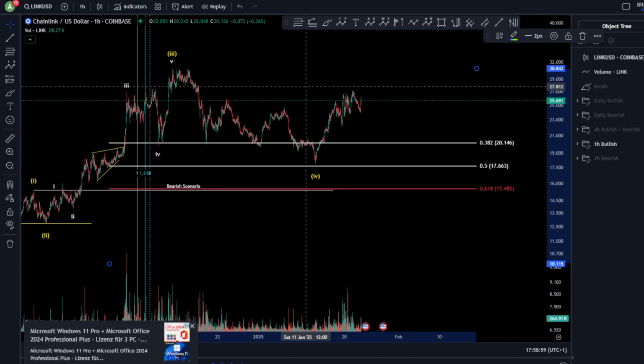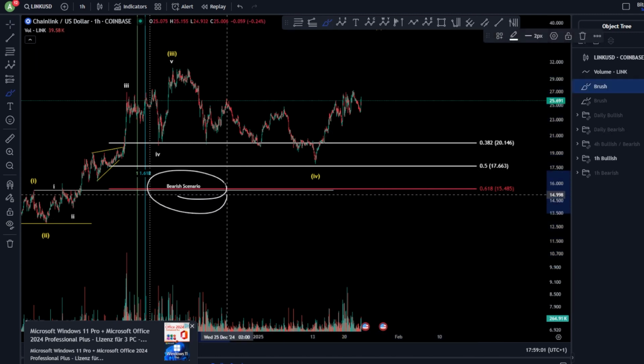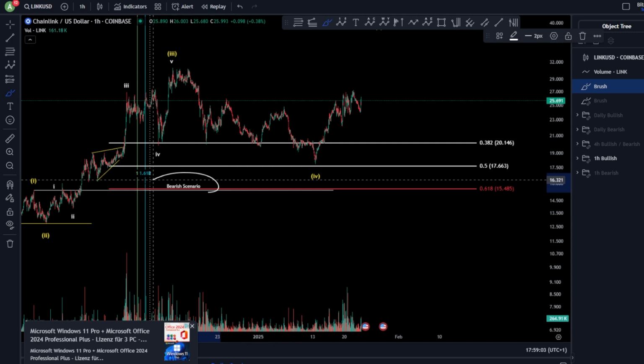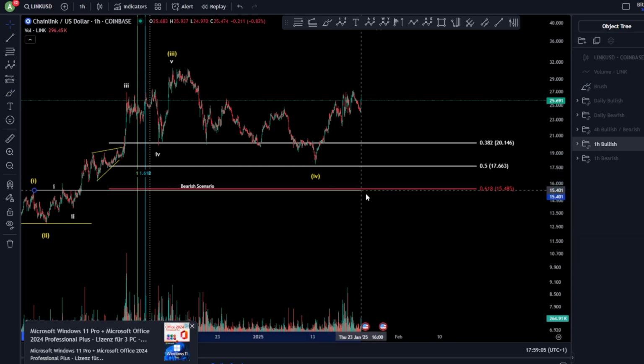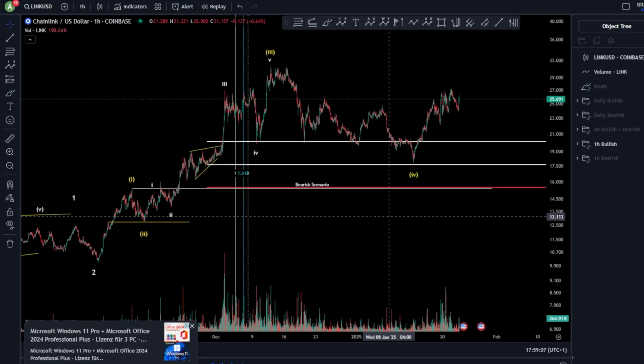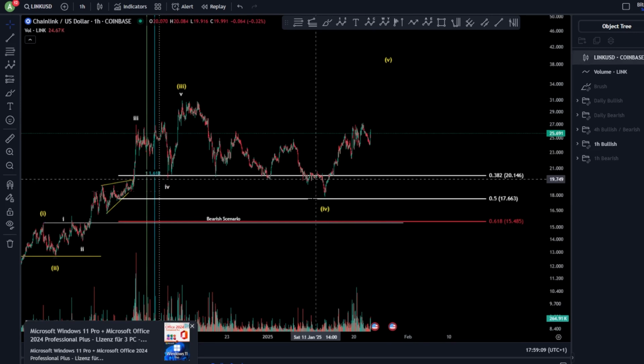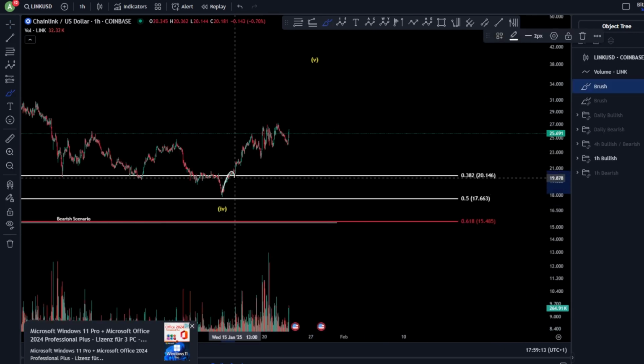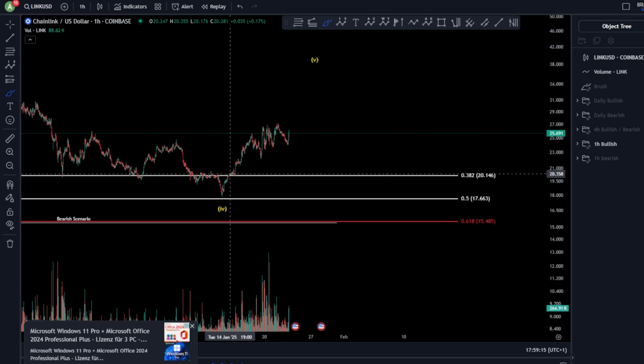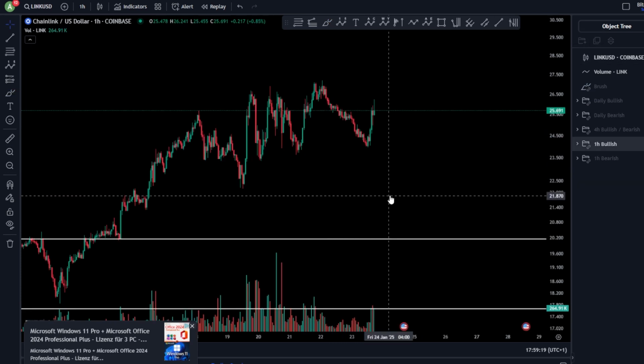0.618. No invalidation of the bullish scenario, as you can see. We were expecting, at this level, to invalidate this bullish scenario towards the upside, and we did not, and we are still looking at higher prices. 1, 2, 3, 4, and a 5. Finished wave 1 probably. Now let's take a look here.